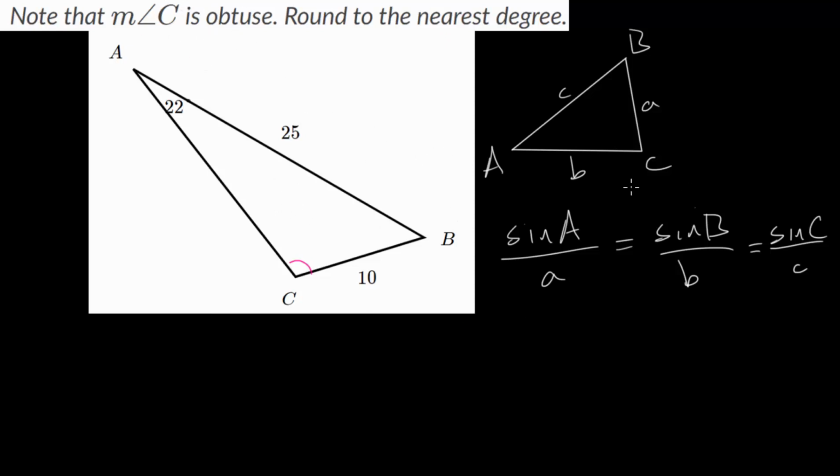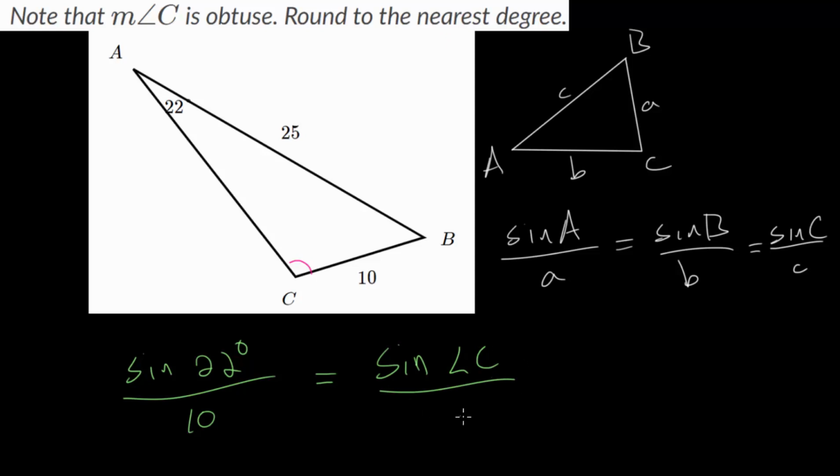So let's set up our equation using this law of sines. We can say that the sine of 22 degrees divided by the side length opposite it, which is 10, is equal to the sine of angle C, and I could just write that as the sine of C divided by the side length opposite it, which is 25. And from here, we just need to solve for the sine of C.